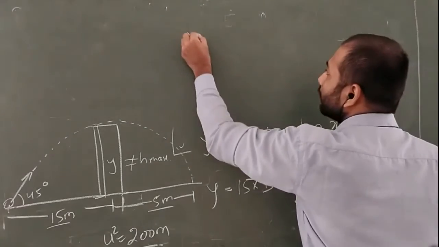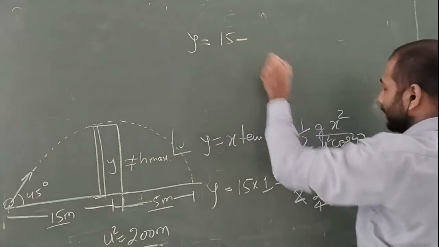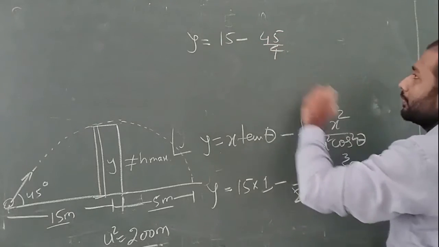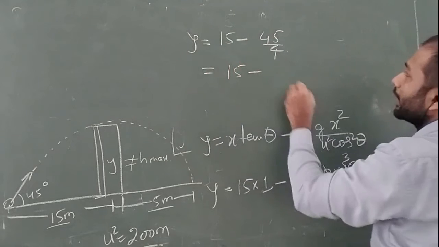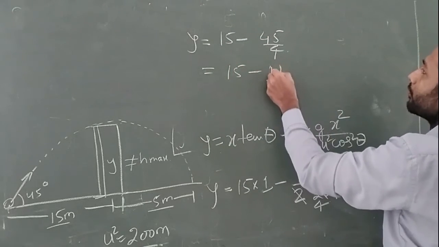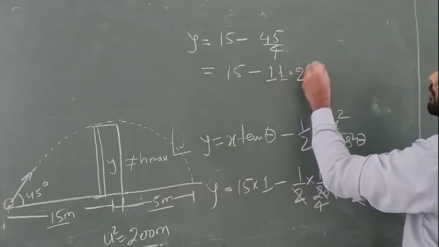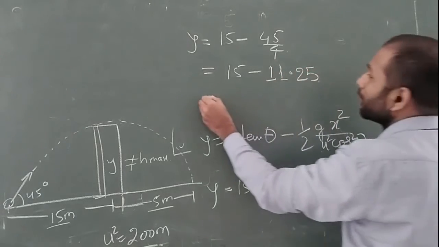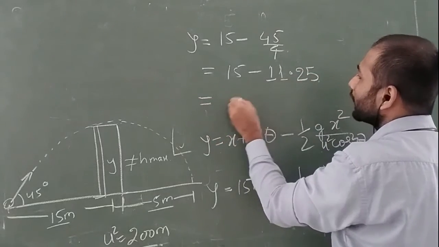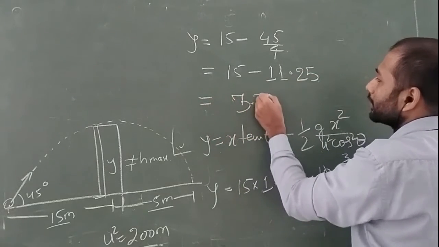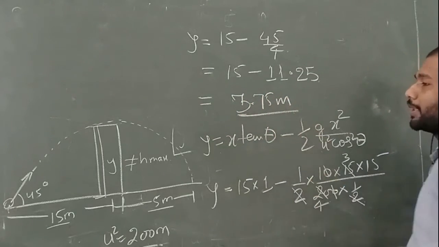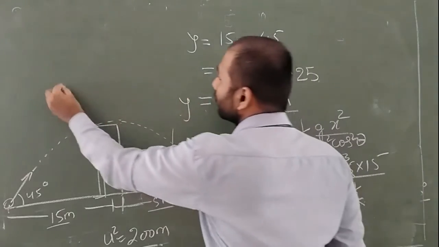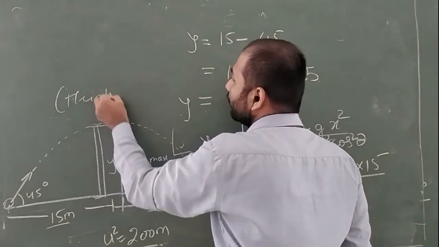Let's write what we are getting is 15 minus 45 by 4. If it is just divided, we will get 11.25. So approximately you will get 3.75 meters. So 3.75 meters is the value of your y, or you can say the height of the wall.